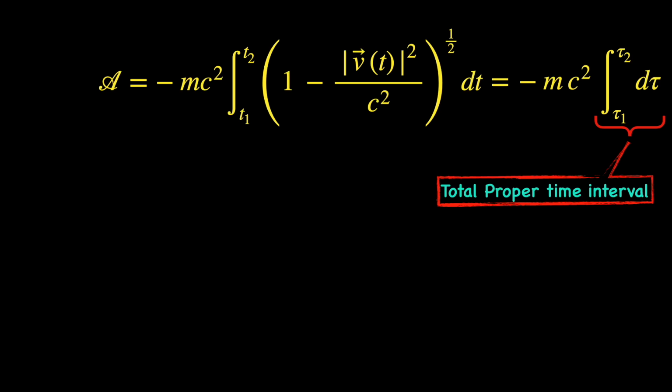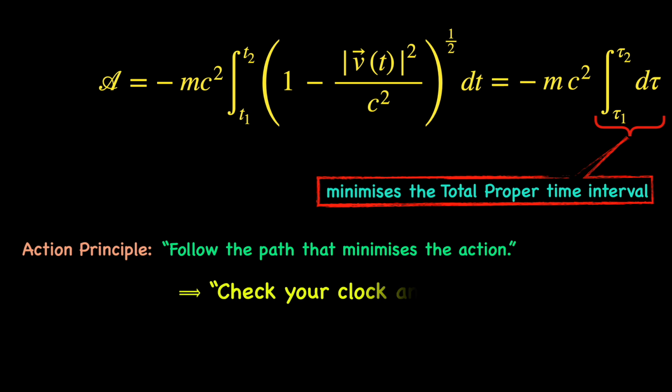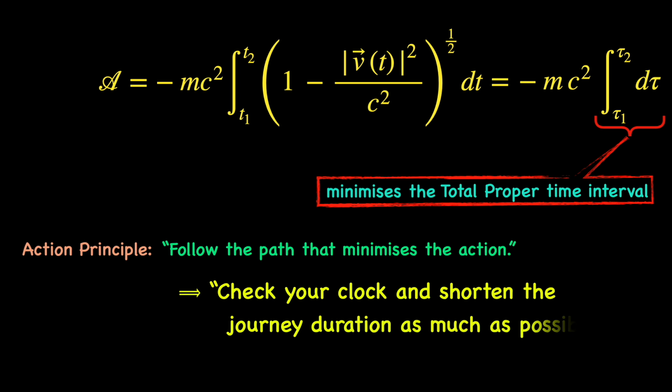To realize the beautiful physical meaning this action carries, remind yourself what the action principle says. An object follows that particular space-time trajectory which minimizes the value of its action. In the present case, minimizing our action means minimizing the total proper time interval. That is, the relativistic particle must take a path that makes its journey duration the shortest according to the clock it carries. Doesn't that sound the most natural thing to do?